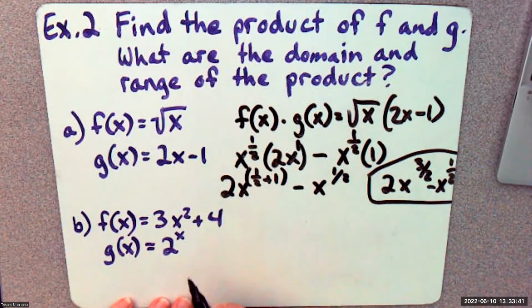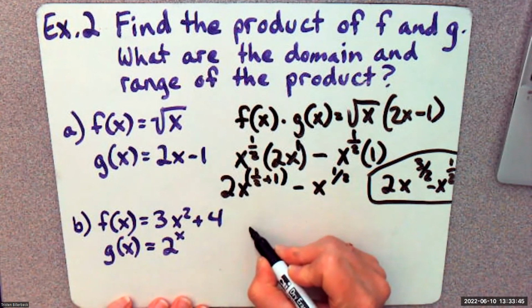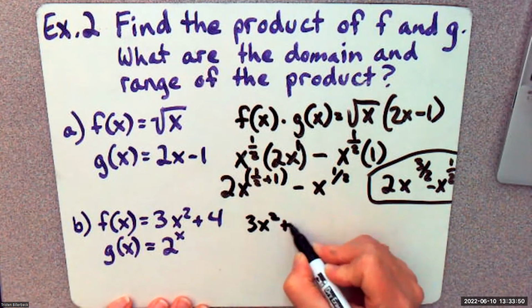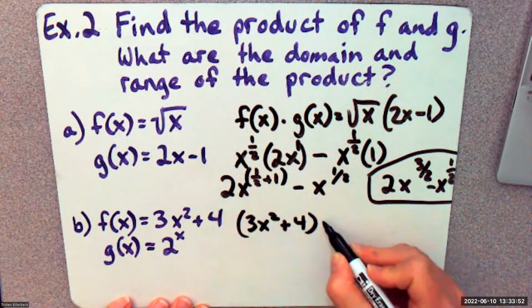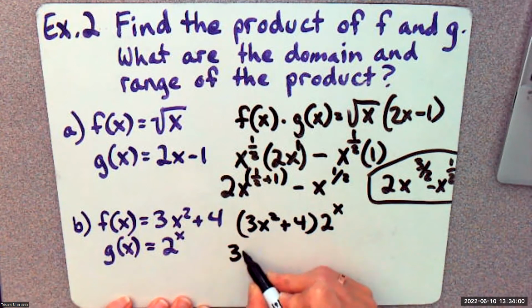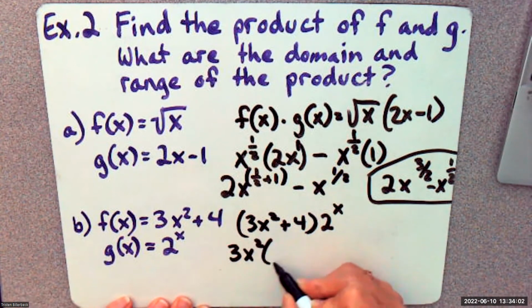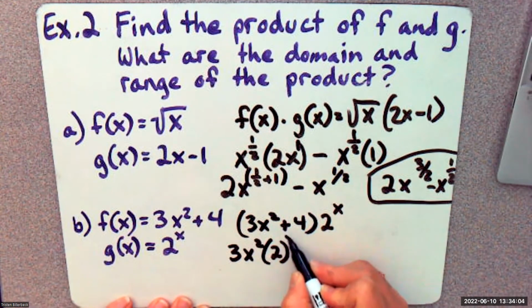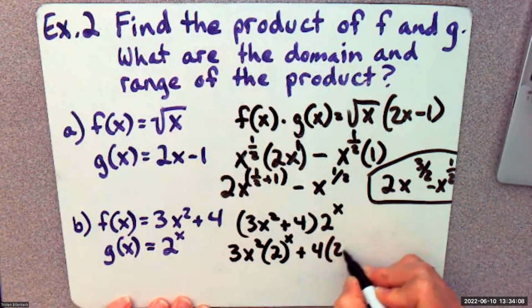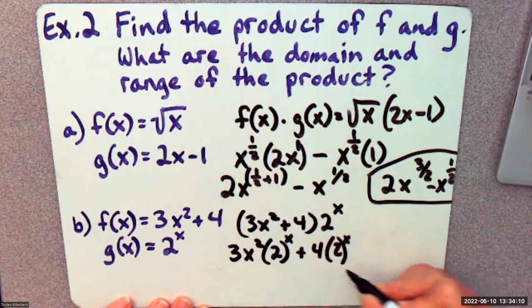All right, so now let's take a look at this one. So if we have 3x squared plus 4 times 2 to the x, we'll distribute this to both. So we have 3x squared times 2 to the x plus 4 times 2 to the x.